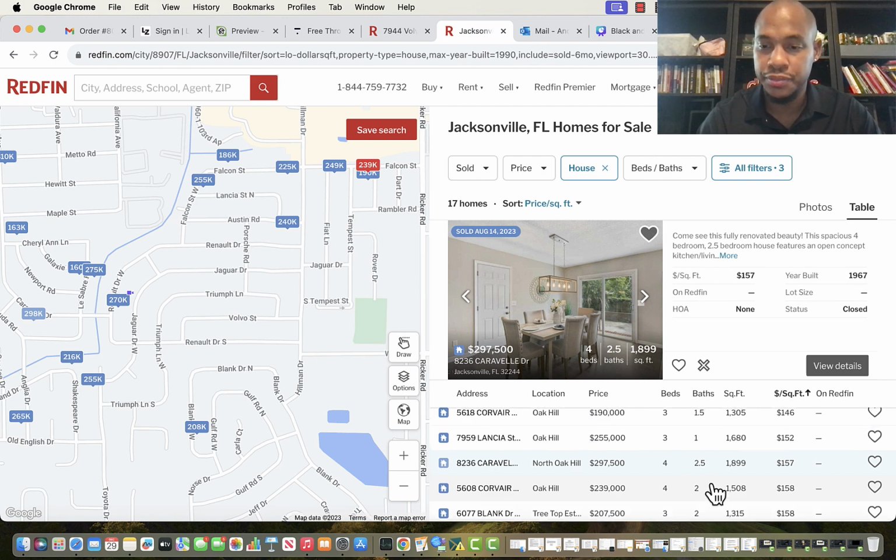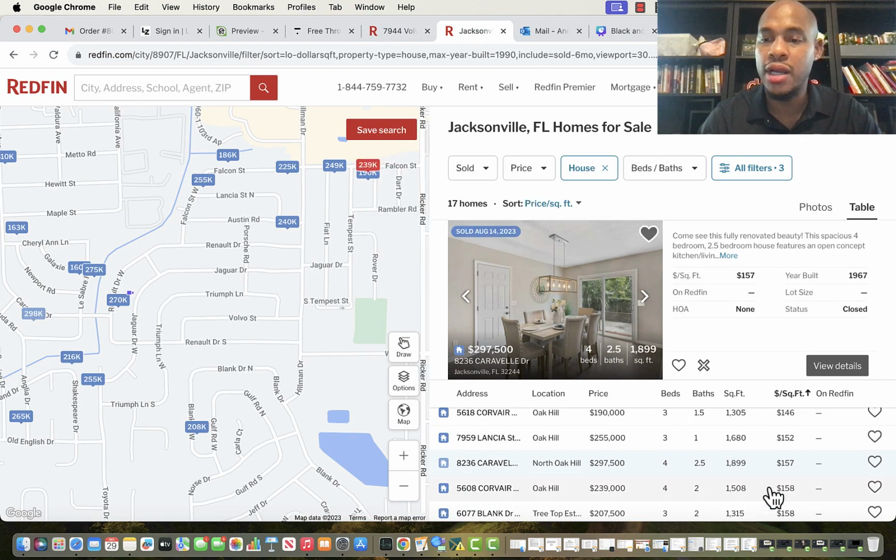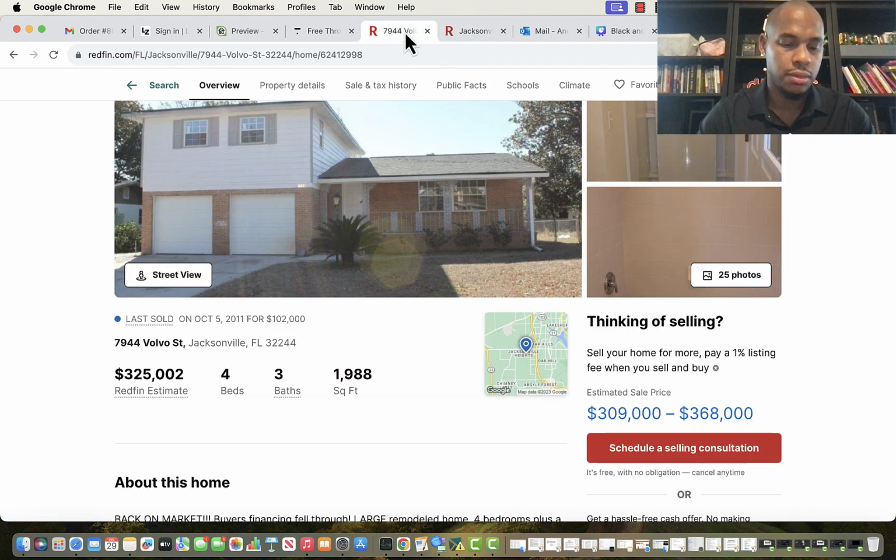So here we are. We have a 2.5, 1899 square foot home that sold for 157 a square foot. Our subject is 4.3, 1988. So now I know I can use this price per square foot to comp my subject property. So now I have 157 times 1988, which is our subject. And now that gives us 312,000. And that's a better way to comp a very large home.